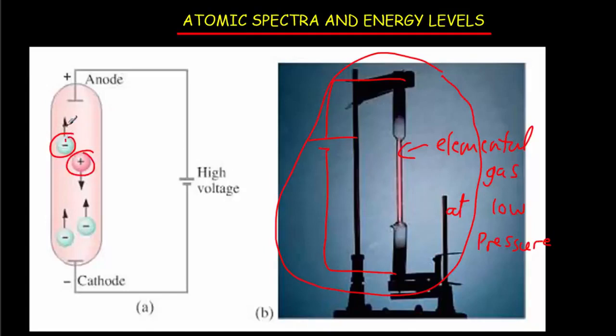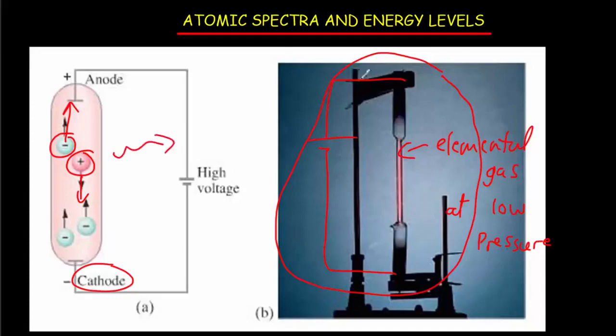Of course, the electrons are going to be attracted to the positive anode, and the positive ions are going to be attracted to the cathode here. Now, they've got some kinetic energy, and they're going to collide with some of the elemental gas atoms that are there. That means there's going to be a transfer of energy, and these elemental gas atoms are going to get excited. They're going to get into an excited state, and then they lose that energy. The way that they lose that energy is that light is emitted.